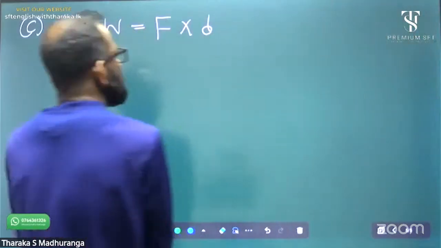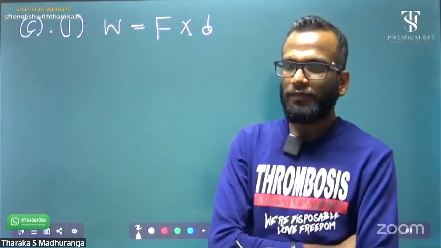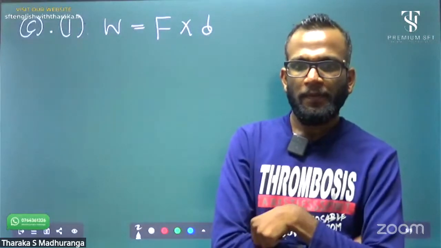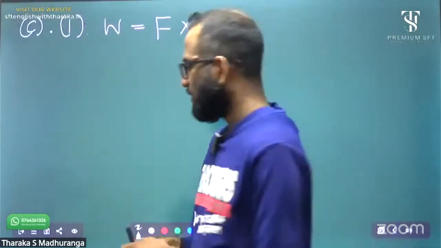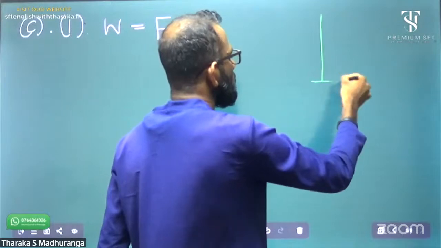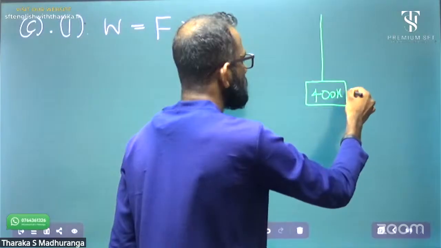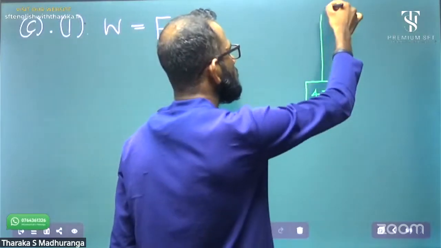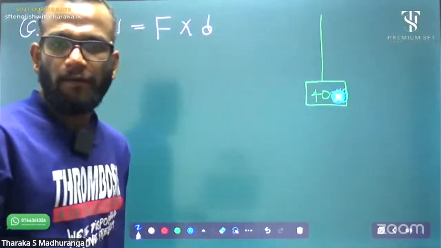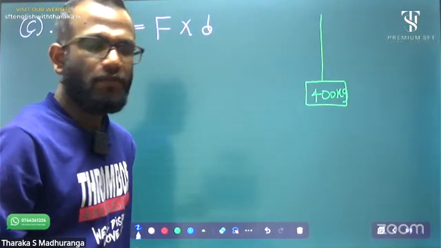How to find the force? The crate mass is 400. This is a cable and this is a crate. It's 400 kilogram, right? And this is a smooth pulley and everything. So the force is 4,000.